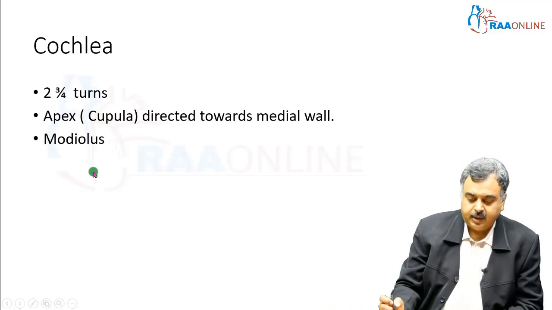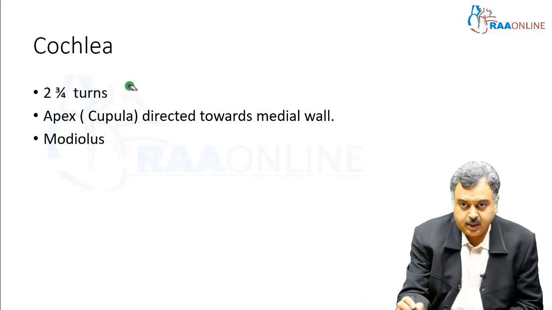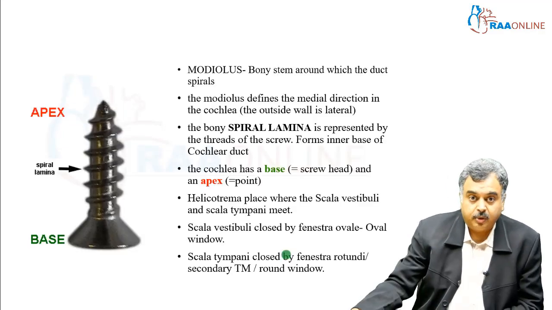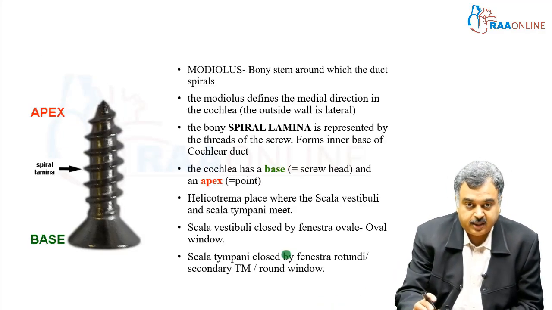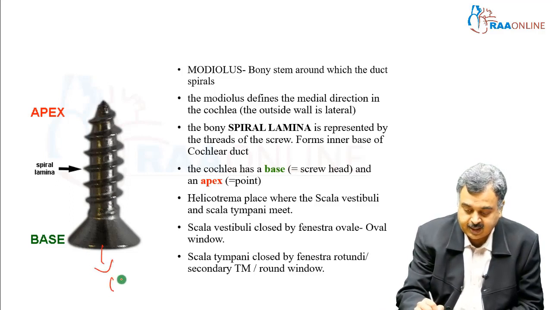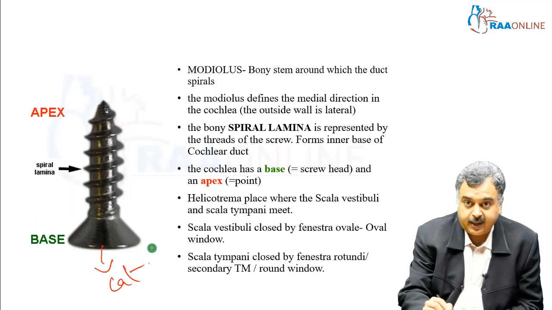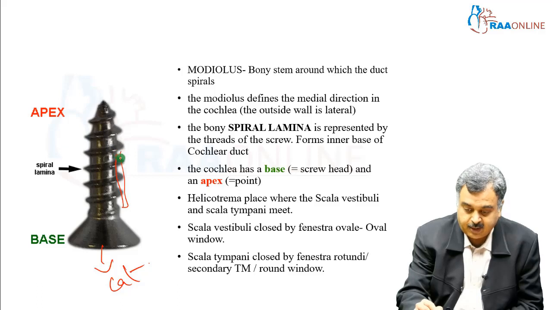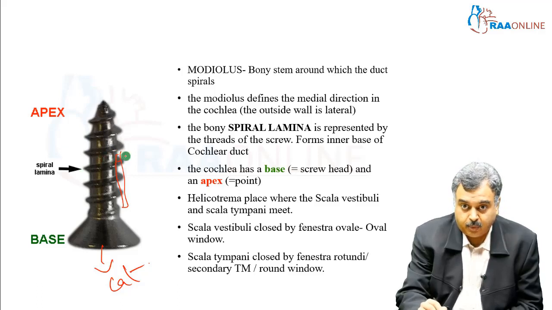The bony labyrinth consists of the cochlea, the vestibule and the semicircular canals. The cochlea has 2 and 3/4 turns, and has an apex which is called the cupula, which is directed towards the medial wall, and the modiolus. Look at the cochlea as a screw. The modiolus is the stem around which the duct spirals, and it defines the medial direction of the cochlea, whereas the outside wall is lateral. The bony spiral lamina is represented by the threads of the corkscrew.